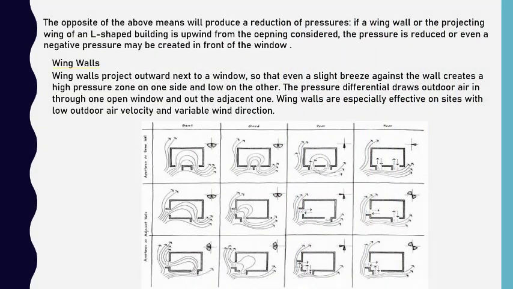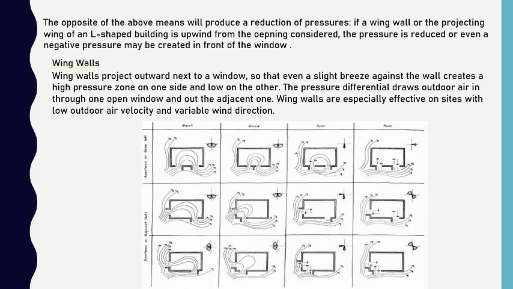The opposite of the above means will produce a reduction of pressure. If a wing wall or a projecting wing of an L-shaped building is upwind from the opening considered, the pressure is reduced or even a negative pressure may be created in front of the window.